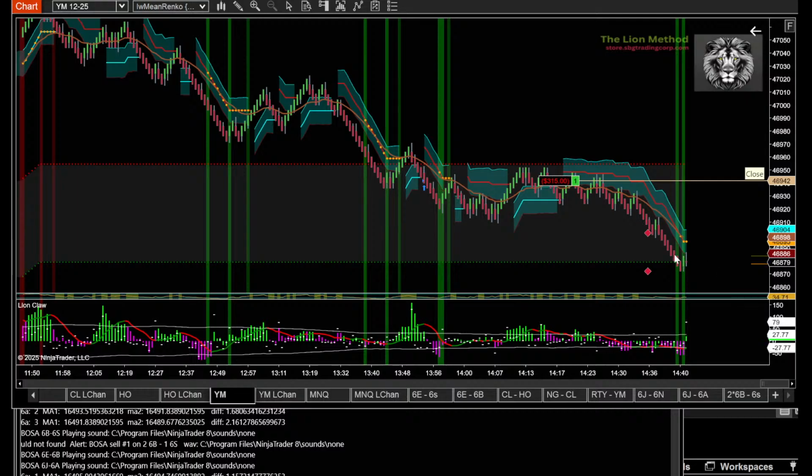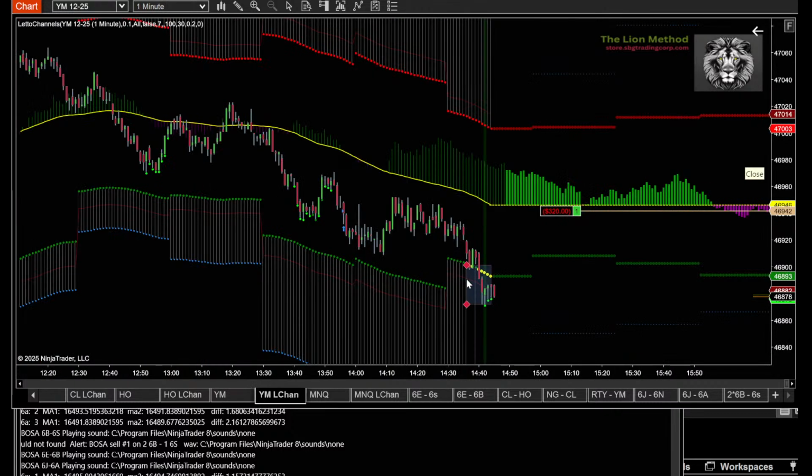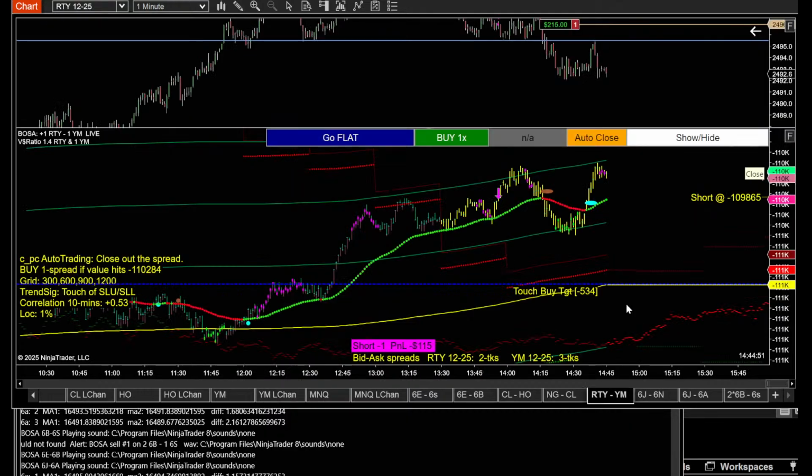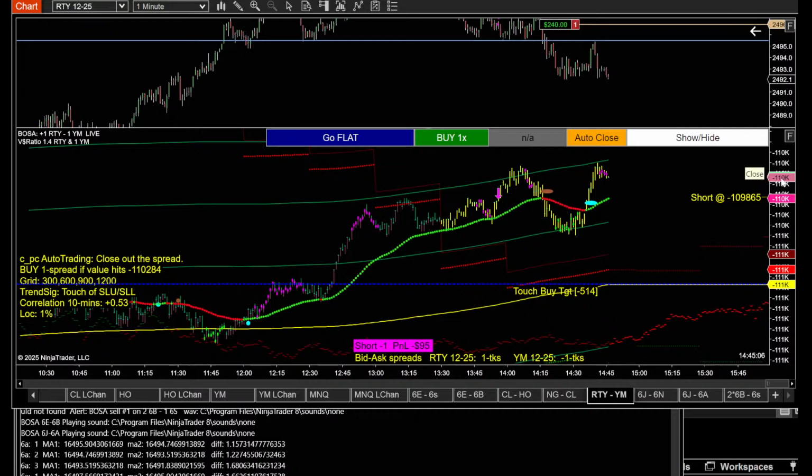I'm getting buy signals on both my Lion Method indicators. They are looking to buy the YM down here. It's also in an oversold channel in the Leto channels. So it does give us an idea to exit out of Russell here. So let's do that, guys. I think the Russell is played out to the downside.